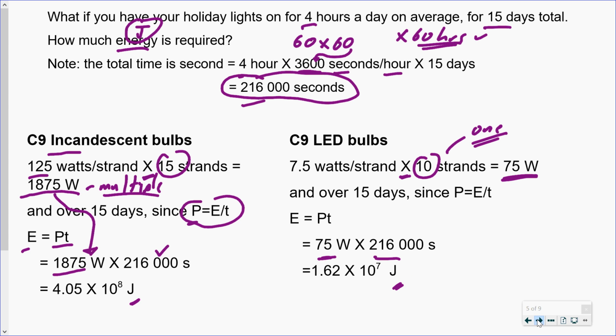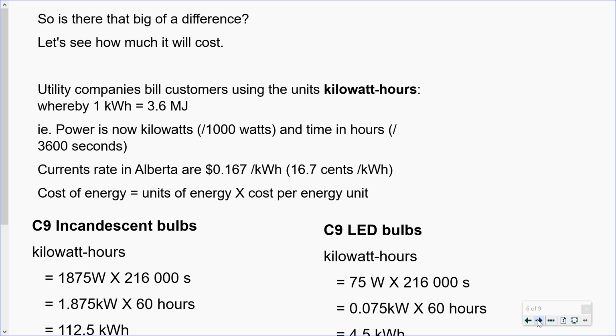So how big of a difference is this that we're talking about? Do we really care? Well, this is what most people do care about: what is it actually going to cost me to string up those lights and to run them for a certain period of time? Well, consumers, when they are billed by the utility companies, are billed on what are called kilowatt hours. So how many kilowatts per hour are you consuming? And that is what they are charging you on.